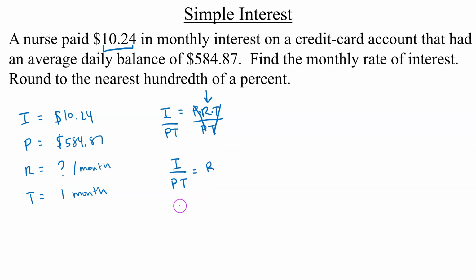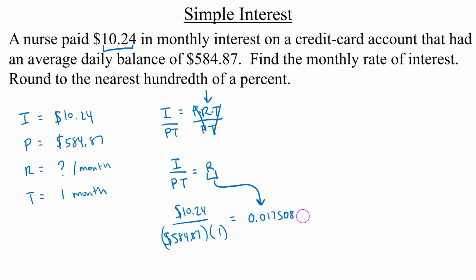So our interest is $10.24. Our principal is $584.87, and our time interval is 1 month. And when you do this calculation, you get 0.017508, and that is her rate, or her monthly percentage.